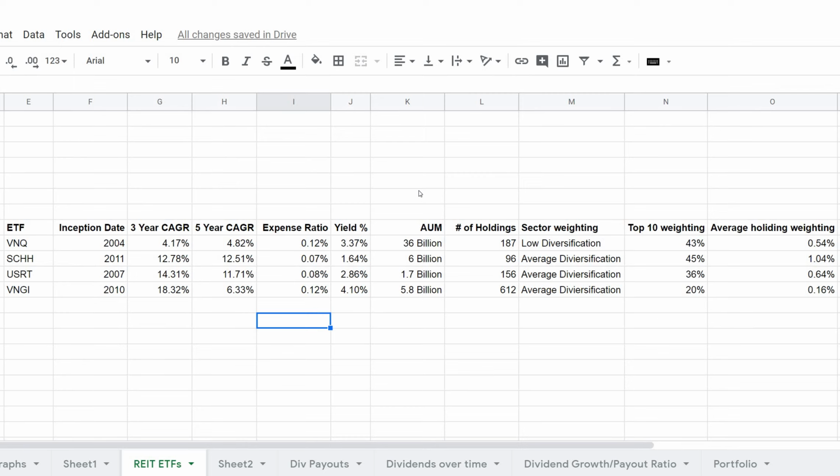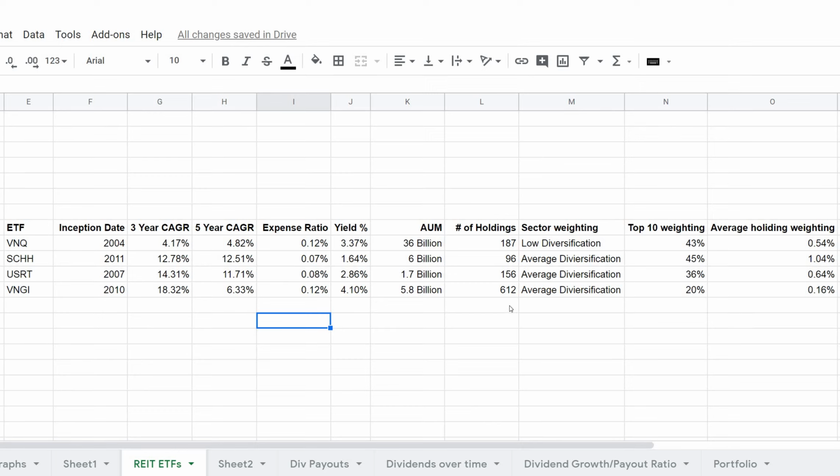The SCHH, a little bit lower, and the USRT with the lowest assets under management. Number of holdings. Now, this is really important depending on how much diversification you want. If you were to say, hey, Jake, I just want one REIT ETF, and that's all I want, this is something that you could maybe factor into your decision.